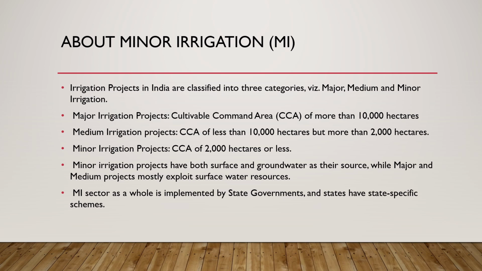About minor irrigation projects, here we could see that minor irrigation projects have both surface and groundwater as their source, while major and medium projects mostly exploit surface water resources. This MI sector as a whole is implemented by the state government, and states have state specific schemes.